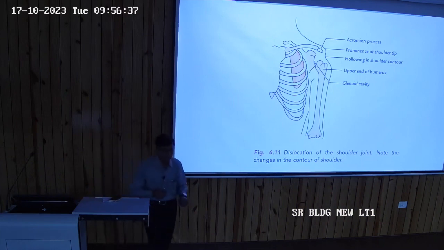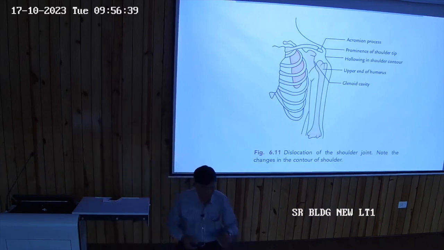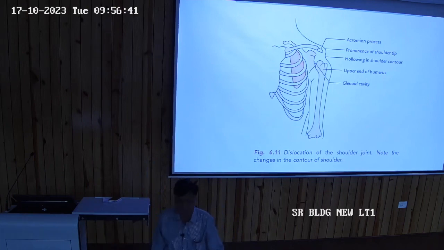So the coracoacromial ligament and coracoacromial arch act as a second socket which prevents the upward displacement of the head of humerus.